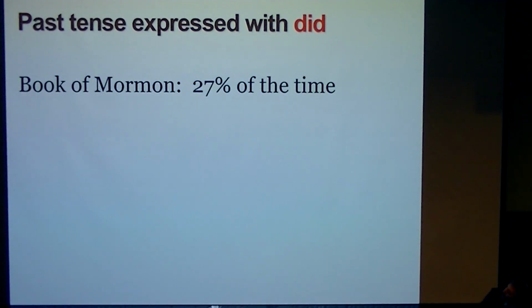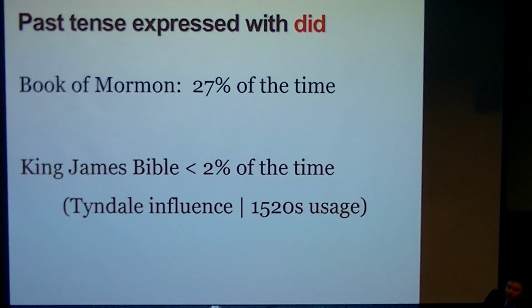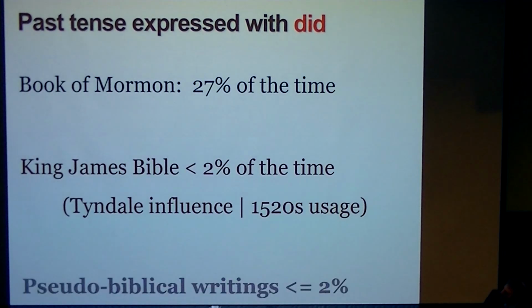Now, the Book of Mormon uses it at least 27% of the time. That's including Isaiah passages. The Bible, less than 2% of the time. So, again, it could not have been dictated under biblical influence. That's because Tyndale didn't use it a lot, in part. Pseudo-biblical writings didn't go off of "did eat" and analogize to heavy "did" usage.